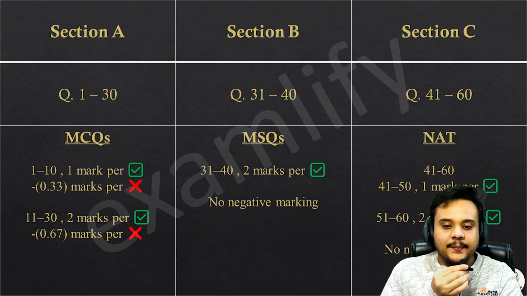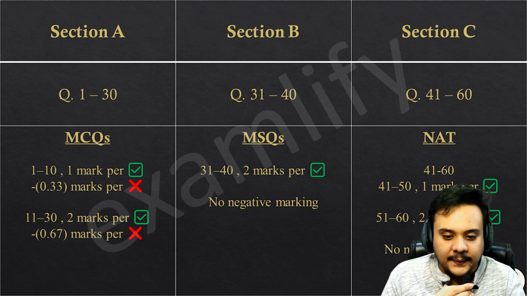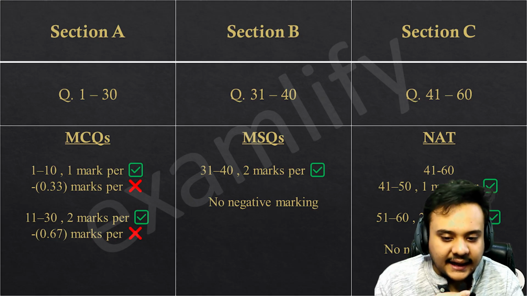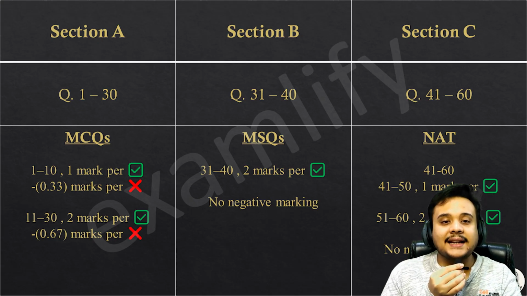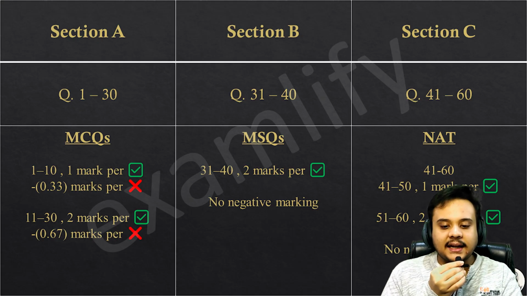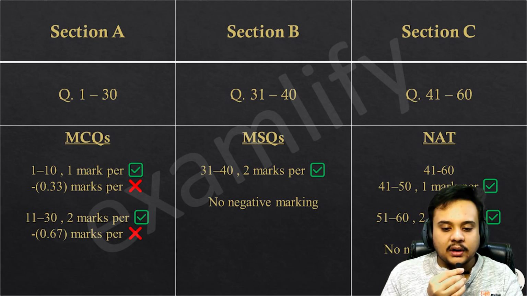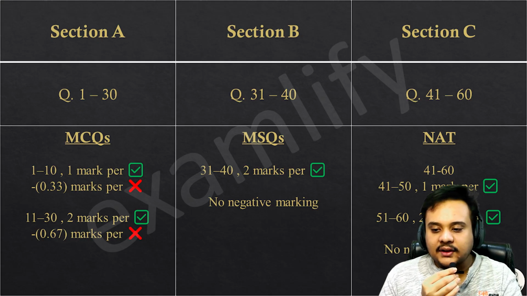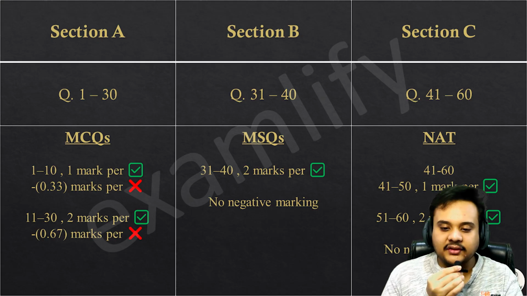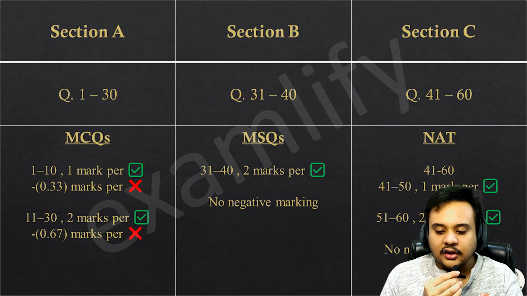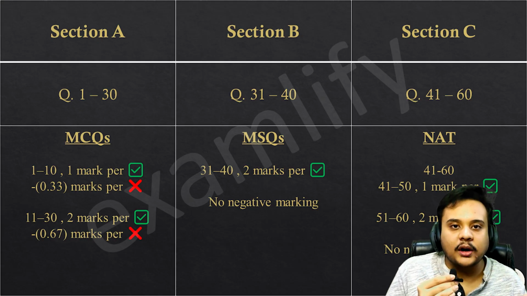Now let us look at each of these sections in a little more depth. Section A has question number 1 to 30, which means a total of 30 questions and 50 marks. From question number 1 to 10, it carries 1 mark per question, so there are 10 1 markers, and after that it has 20 2 markers. Only section A has negative marking. I have said this time and time again. For the 1 markers it is one third of 1 mark, and for 2 markers it is one third of 2 marks, which is two third or 0.67.